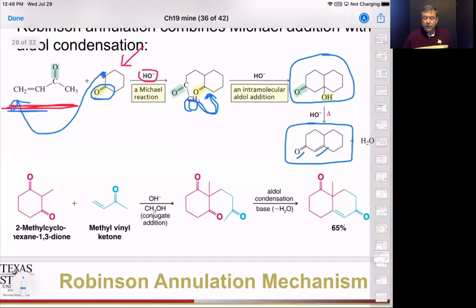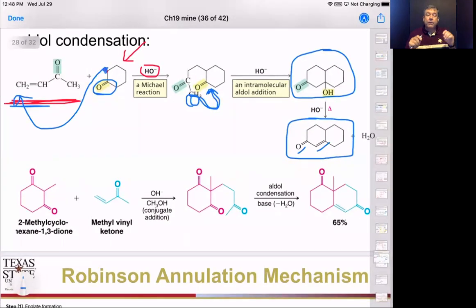Okay. And because of the way you have to have this addition at this beta carbon, whenever you have that addition of the beta carbon, it sets the stage for only 6-membered rings.